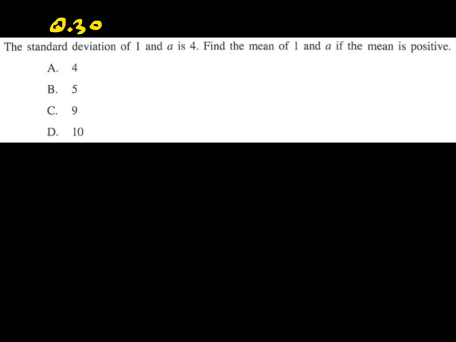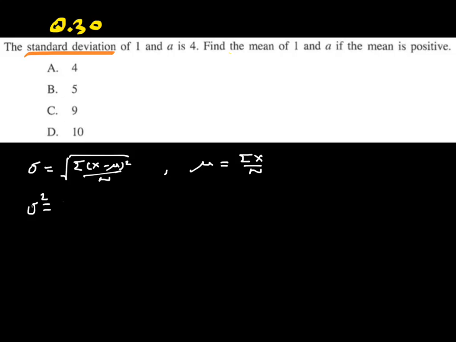Now in this question, we have two values, 1 and another one is A. We know the standard deviation is 4, and we want to find the mean. So the mean of the two numbers will be 1 plus A divided by 2. So let's start by looking at the definitions for both standard deviation and the mean. So we now have the standard deviation, and here's the mean. So for the variance, we square both sides and put the values 1 and A in.